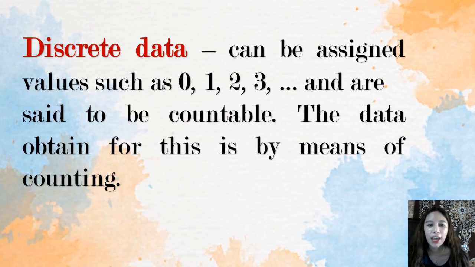Let us define discrete data. It can be assigned values such as 0, 1, 2, 3, and is said to be countable. The data obtained for this is by means of counting. So for you to not be confused with the term discrete, just keep in mind that discrete data, under quantitative data, is countable.